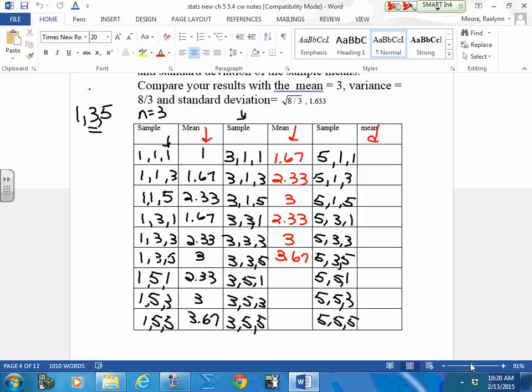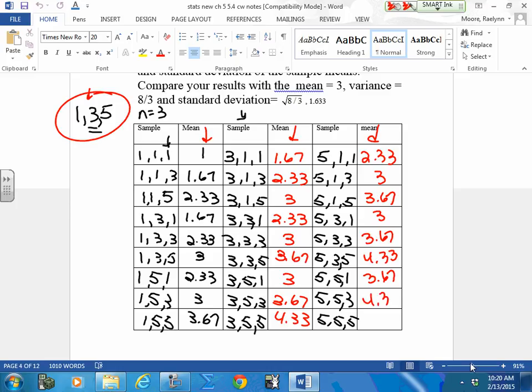Nick, while we're doing this, can you put this in your L1? Give us a mean and a population standard deviation? Just these three for now. Just our population one. Okay. So, what's your population mean? 3. What's your standard deviation? 1.63?